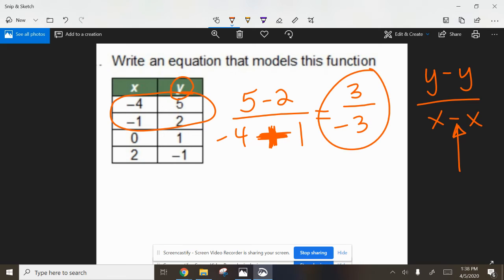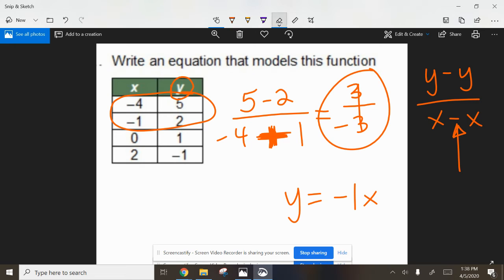Now, what does this reduce to? If you still struggled, 3 over 3, you should know, turns into 1 whole, but that negative's there. So you're going to have y equals negative 1. This equals negative 1, okay? Now, if that is your slope, cool.